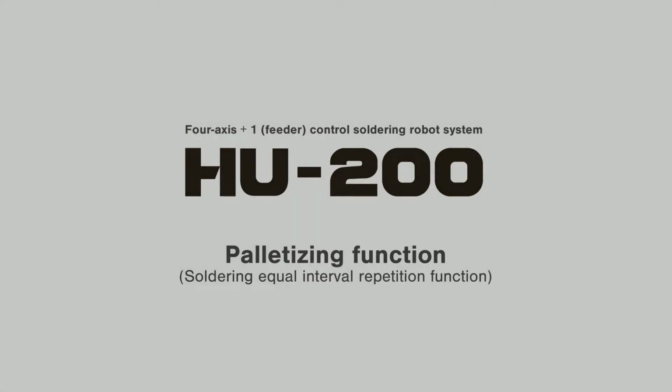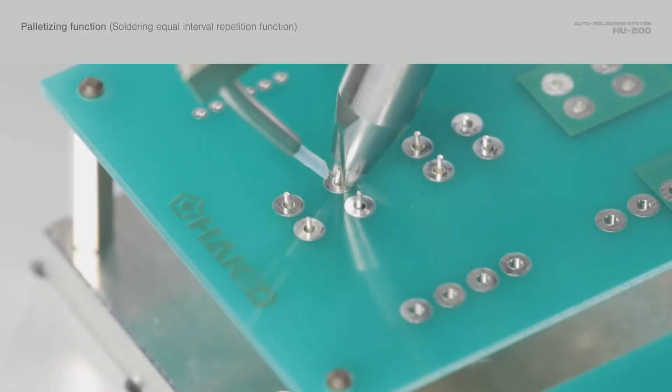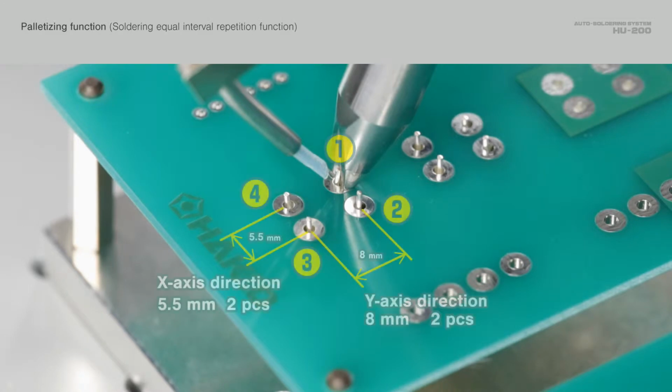Utilization of palletizing function. Easy Programming Software 2 has useful functions that lead to shortening the work time. The palletizing function is effective for repeated soldering under identical conditions. Let us show an example of the order of setting from the startup screen.